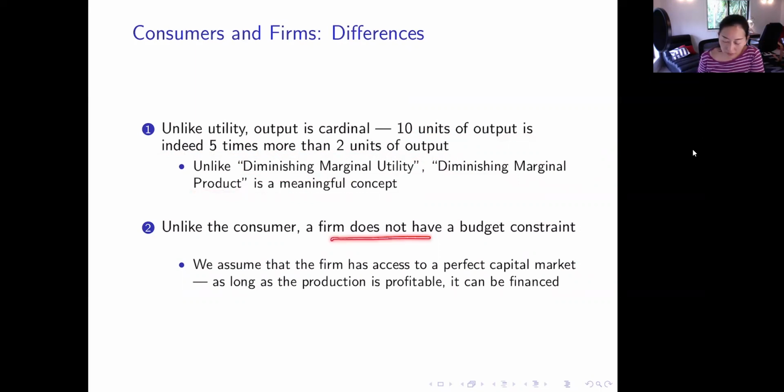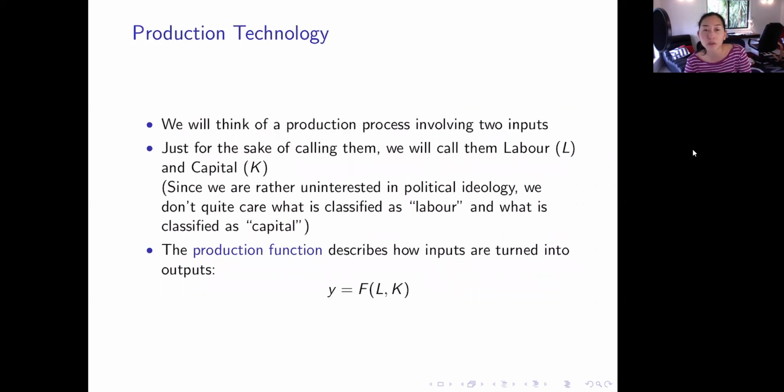Firms do not have a budget constraint. We will assume that the firm has access to a perfect capital market. So as long as the production is profitable, it could be financed. So it could have access to the source of money as much as they want, as long as the production is profitable and they want to operate the production.